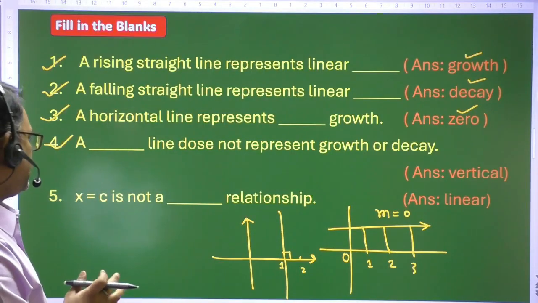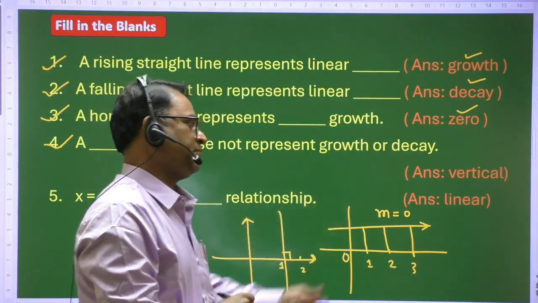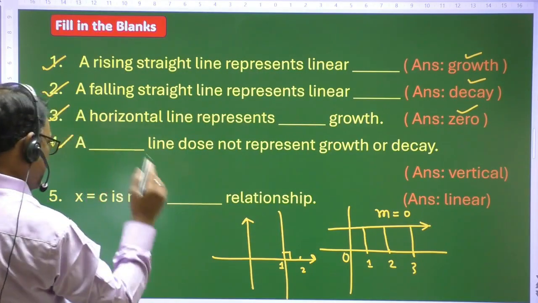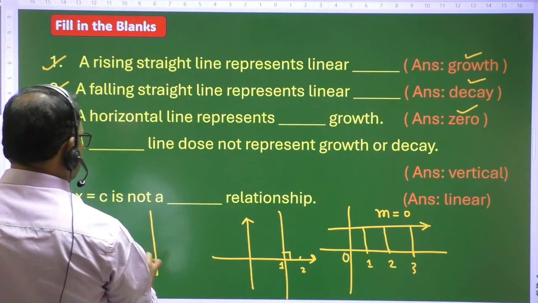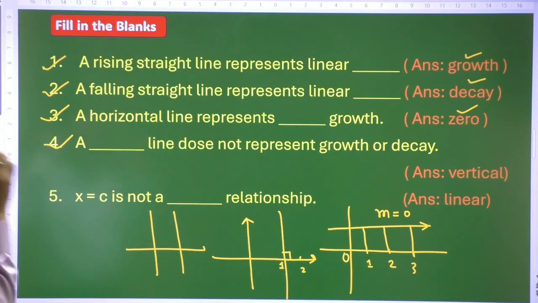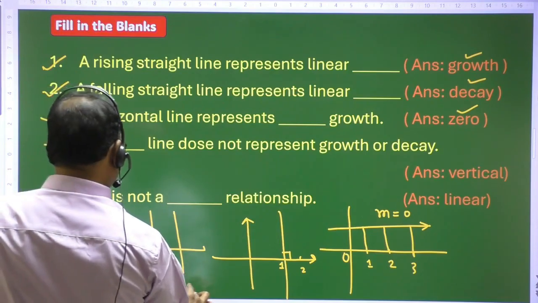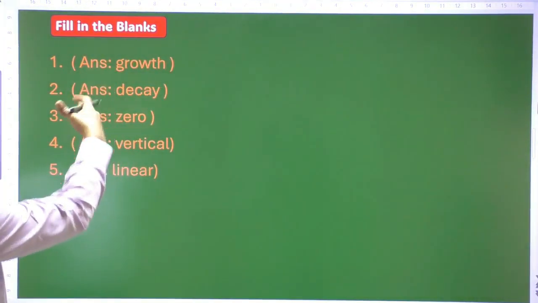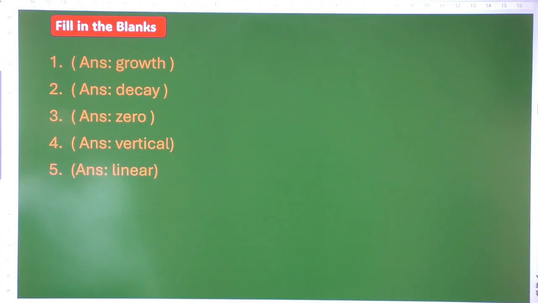x equal to c is not a linear relationship. x equal to c means the line which is parallel to the y-axis. This line does not represent a linear relationship because it does not indicate any change in the x value. Now here the answer is also given, no issue.